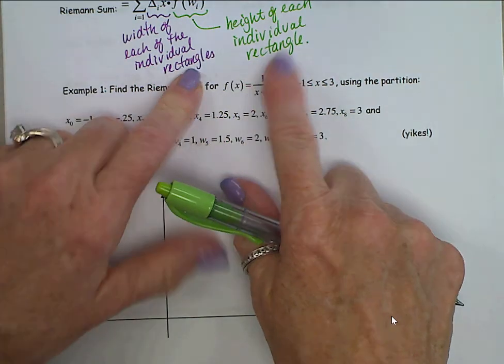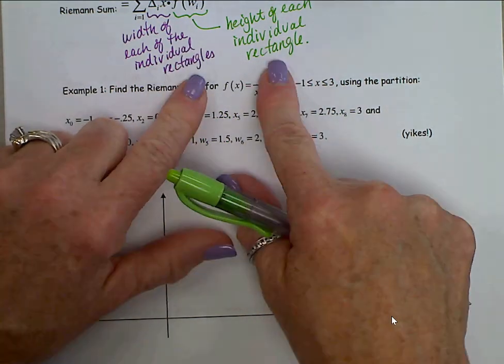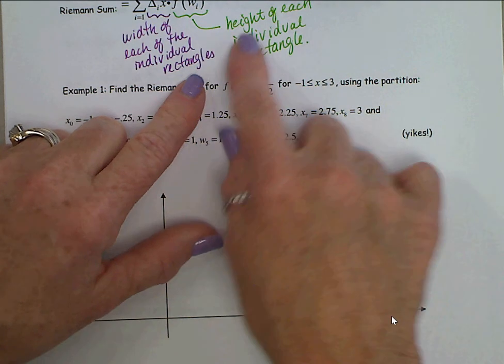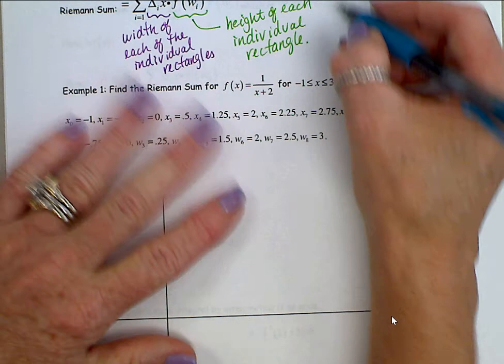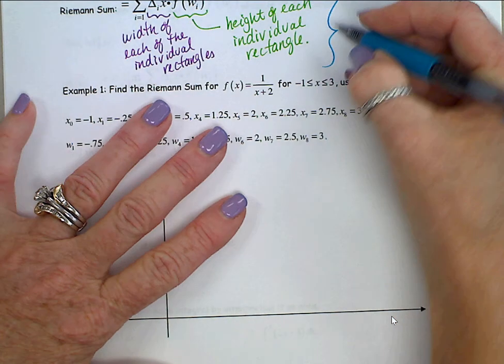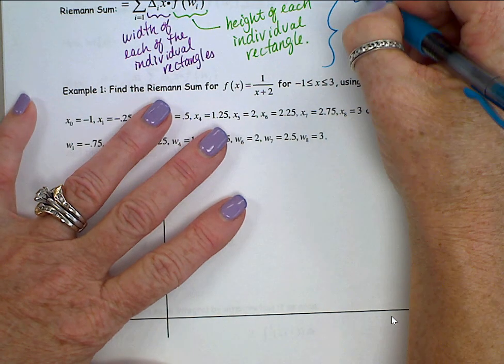Both of these vary, they change. Nothing here is remaining constant. All together, multiplying each of the widths times the corresponding heights, this estimates area under a curve.